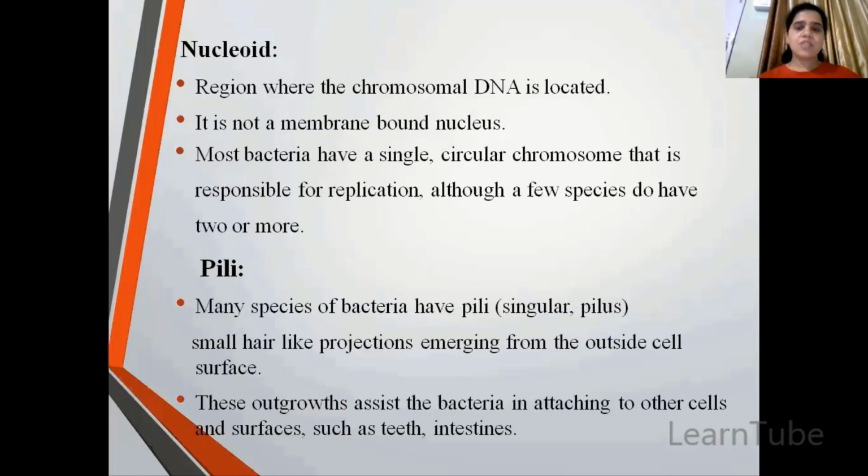Next is nucleoid. As you all know, there is no defined nucleus because this is a prokaryotic bacteria. The region where DNA is present is known as the nucleoid region. Most bacteria have a single circular chromosome that is responsible for replication.